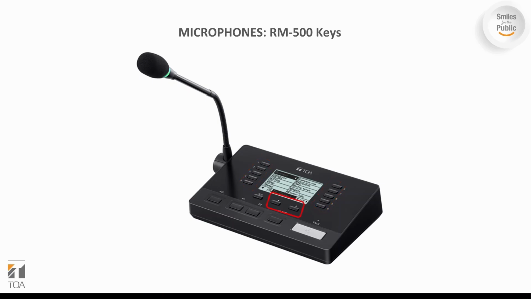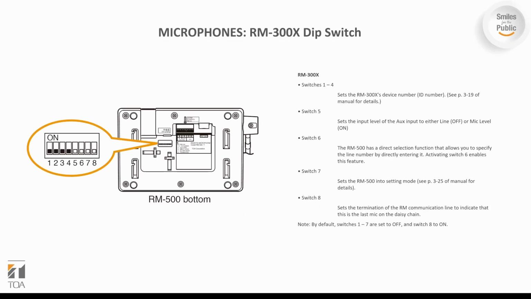Navigation between functions is done using the arrow keys. The aux key broadcasts the audio signal fed into the aux input terminal of the RM500. The all call button selects all zones as a target for broadcast. The F buttons can be programmed to special functions, while the clear button clears all zone targets selected on the microphone. Just like the other microphones, the RM500 also has dip switches for mic configuration.